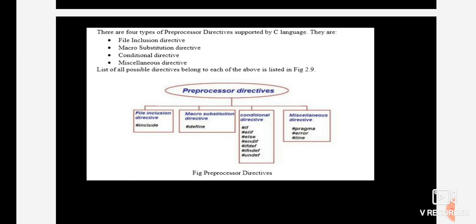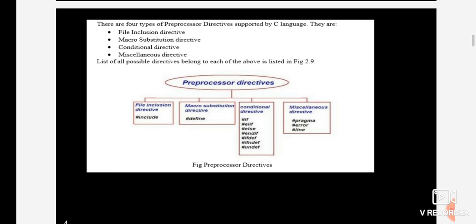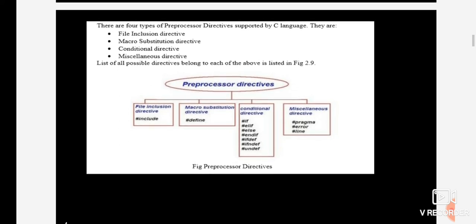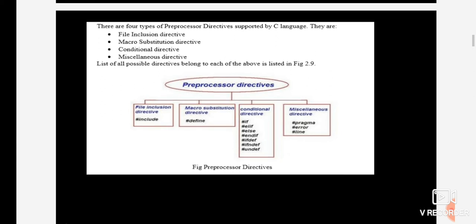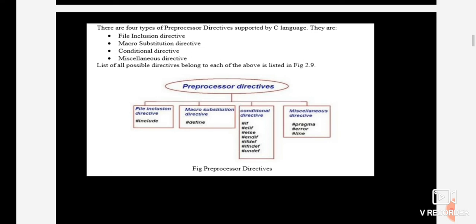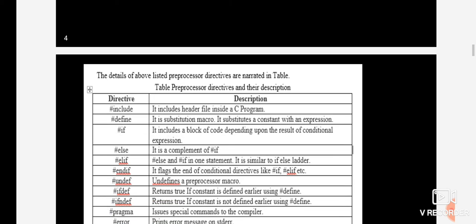The preprocessor directives can be divided into file inclusion, macro substitution, conditional directive, and miscellaneous. In file inclusion directives, we can use only #include. Macro substitution uses the #define method. For conditional directives, we use #if, #elif, #else, #endif, #ifdef, #ifndef, and #undef. In miscellaneous directives, we use #pragma, #error, and #line. So these are the main important concepts of preprocessor directives.